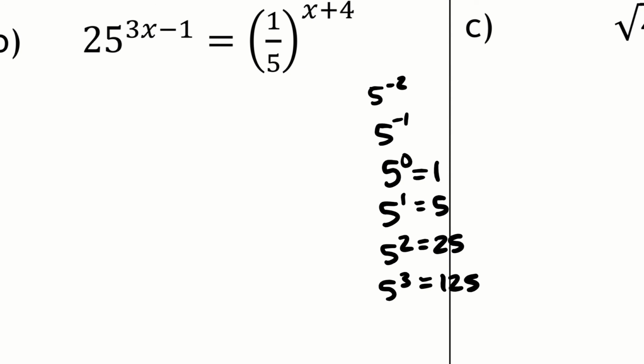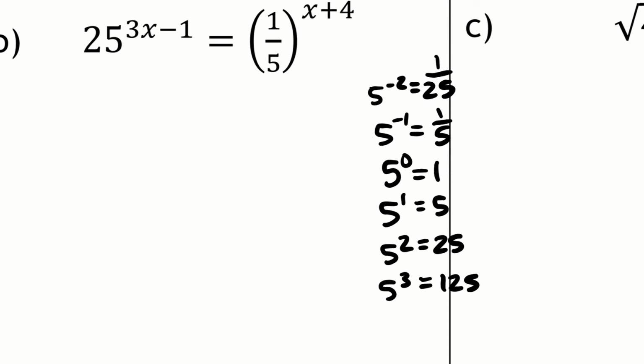So 125 divided by 5 is 25. 25 divided by 5 is 5. 5 divided by 5 is 1. 1 divided by 5 is 1/5, which is a nice insight into negative exponents not being negative numbers. Negative exponents are not negative numbers. Negative exponents are fractions. Well, depending, I guess, on what the base is. This one's going to become 1 over 1/25, right?